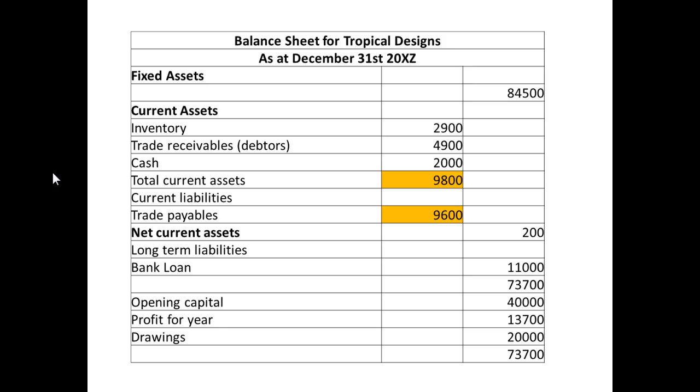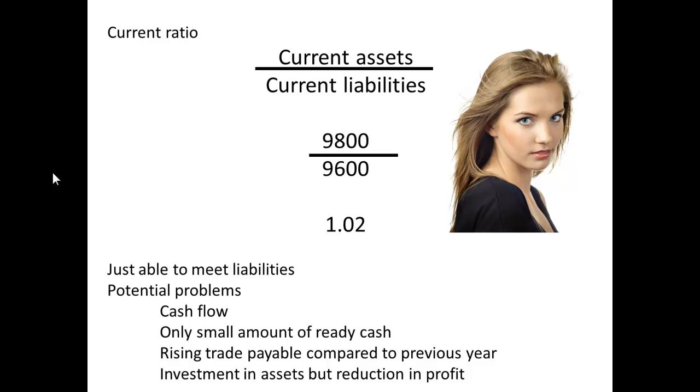Right, so the balance sheet for Tropical Designs here then, in a different situation, we have 9,800 for the current assets and 9,600 for the payables, a difference of only 200. In this case, current assets over current liabilities, the ratio is only 1.02. This looks as if it's a problem. In other words, the business is only just able to meet liabilities.